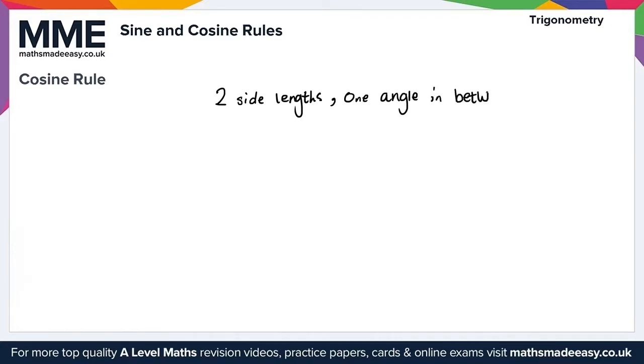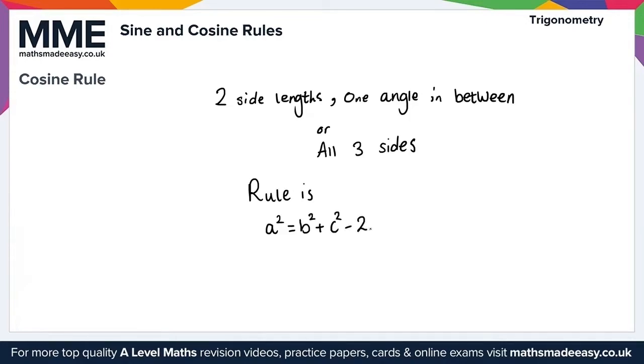Or we use this when we have all three sides here. Okay? Or all three sides. Okay, so those are the two situations in which we would require the use of the cosine rule. So now let's give the actual result itself. And the rule simply follows as a squared is equal to b squared plus c squared minus 2bc cos A. And that result there simply gives us the cosine rule.